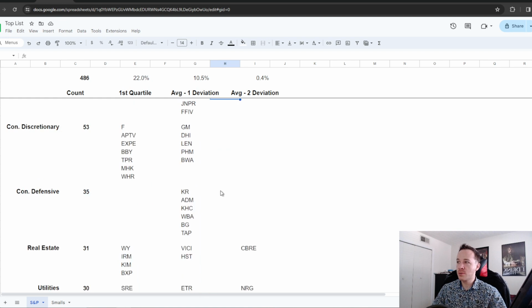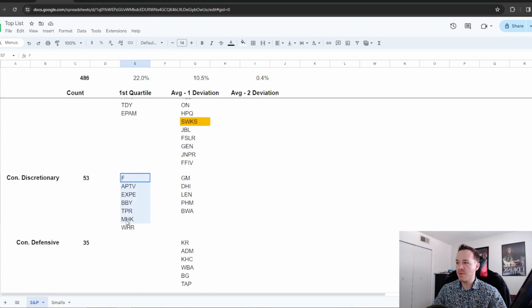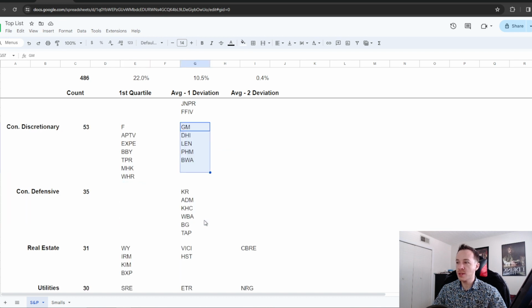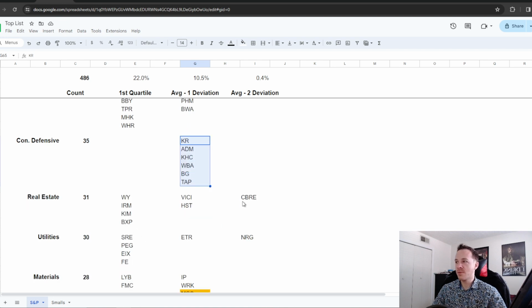Coming down to consumer discretionary, we can see we have 7 companies in the first quartile category. Then we also have 5 companies under 1 standard deviation. Coming down to consumer defensive, we actually ended up only finding companies under 1 standard deviation, though like I said, that means they do technically fall under the first quartile, but 6 of which for consumer defensive.